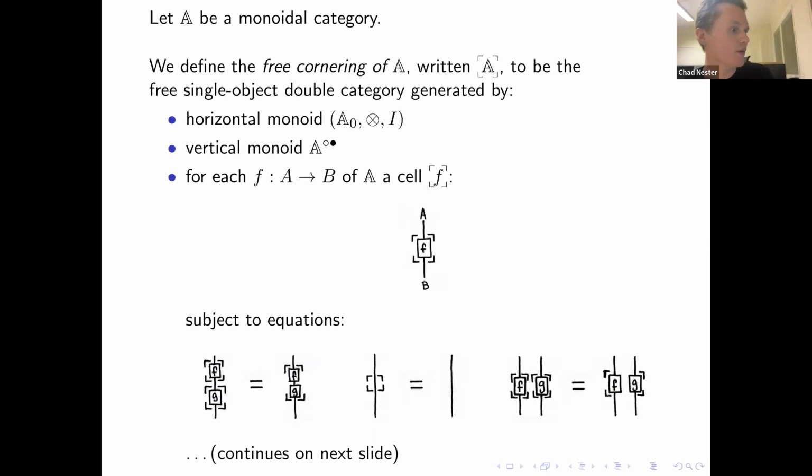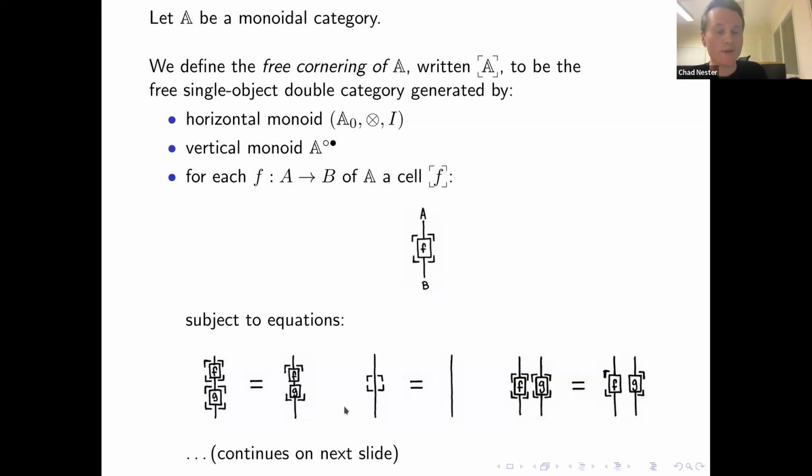And now we come to the central construction, again over some monoidal category A. It's going to be a freely generated double category, that is, the free cornering of A. I have to give you the horizontal category, the vertical category, and the cells, and then we're going to quotient them by some equations. The free double category over these is the obvious thing, where you get all of the cells that you could get by composing your generating cells modulo your equations.